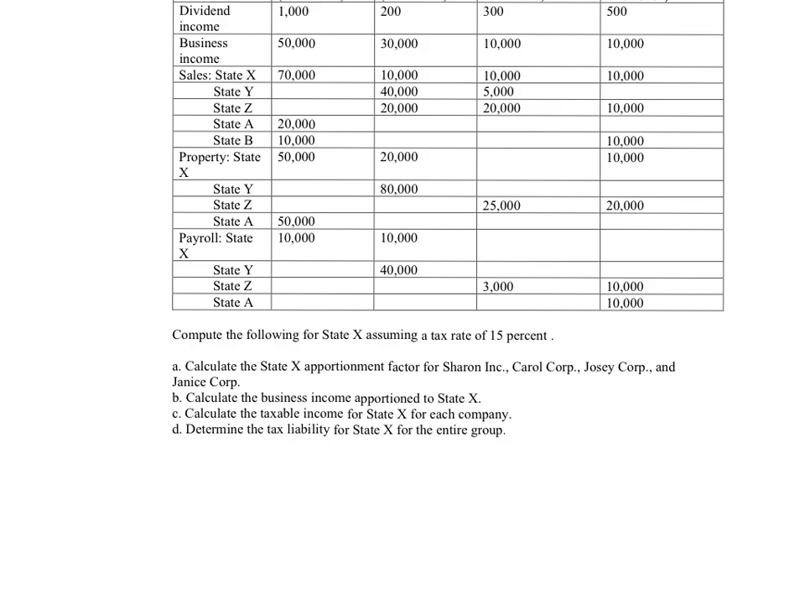You're given that for state X, there's a tax rate of 15%. We're asked to calculate state X apportionment factors for Sharon, Carol, Josie, and Janice. We're asked to calculate the business income apportioned to state X in particular. We're asked to calculate the taxable income for state X for each company, and then the tax liability for state X for the entire group.